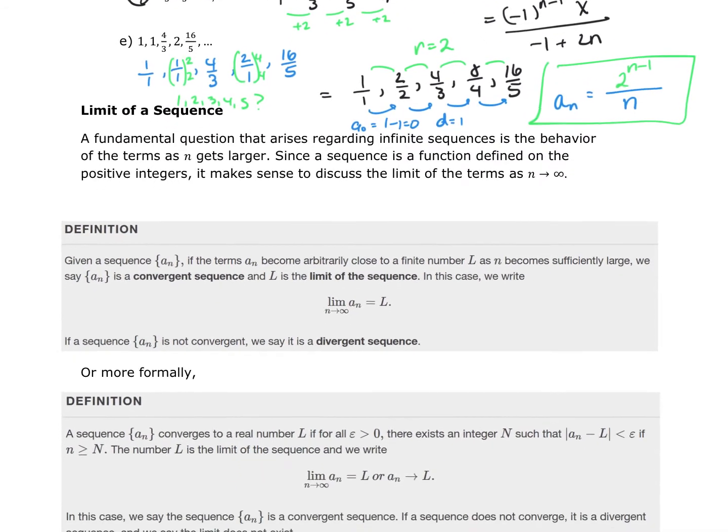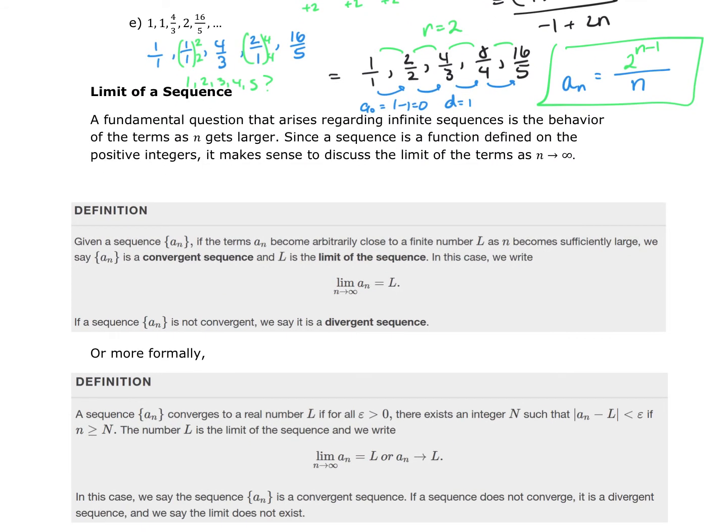So there were some examples getting us prepared for looking at the limits of a sequence, which is really the meat of this chapter. The fundamental question that arises when we're looking at infinite sequences is how is this sequence going to behave as n gets larger? We're going to say that a sequence converges if the limit as n goes to infinity of my sequence becomes a particular number. If it is not convergent, then clearly it must be divergent.